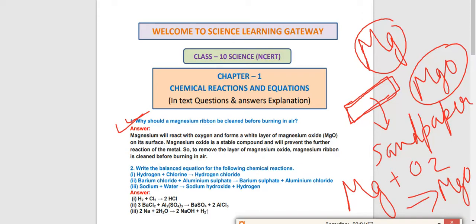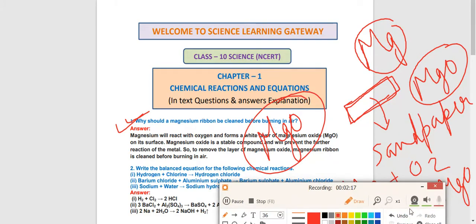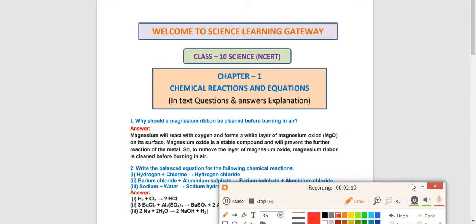So in simple words, you can understand that magnesium will combine with oxygen and form magnesium oxide. Magnesium oxide is a very stable compound. It will form a coating on the surface of the magnesium ribbon and it will not allow the magnesium to react further with the oxygen or burn properly. That's why magnesium metal should be cleaned before burning in air.